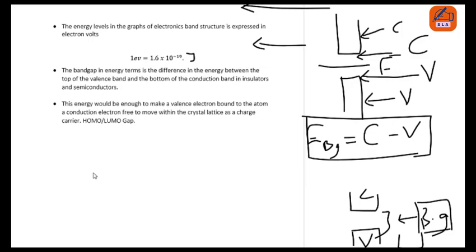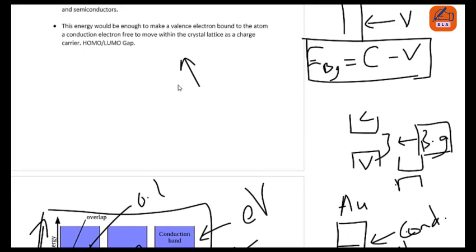Okay. Kwa hiyo tukija kwenye point yetu ya mwisho, this is basically just trying to relate the physics and the chemistry. Kwenye chemistry, they have this idea, right? They have this idea and they call it the HOMO-LUMO gap in chemistry. Ambayo they say this energy would be enough to make a valence electron bound to the atom, a conduction electron free to move from the crystal lattice as a charge carrier.